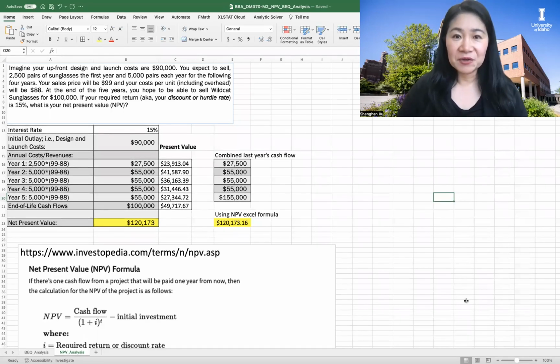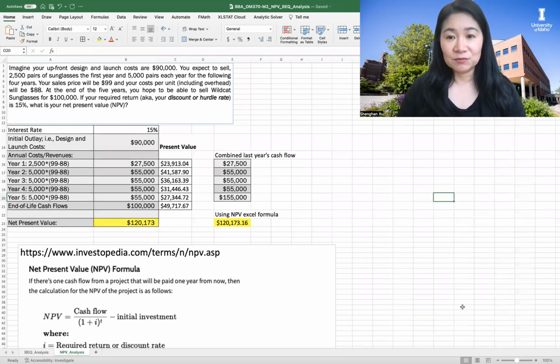Okay, in this video, we're going to talk about net present value. This is a concept in finance, when we talk about time value of money, and net present value is the first topic there.